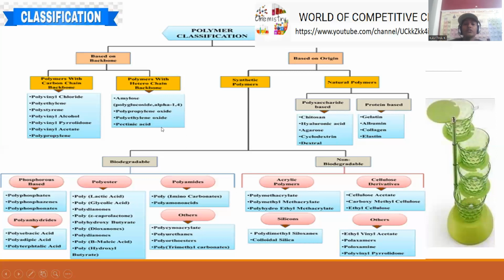Pectinic acid. Here also, the acid is composed of oxygen, so all these compounds, polymers, contain oxygen as the heteroatom. In this manner, you can classify organic compounds based on their origin and even based on the carbon backbone, and so many other types of classifications are also available.